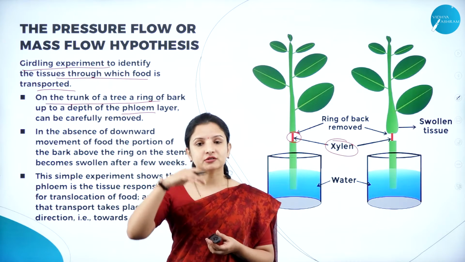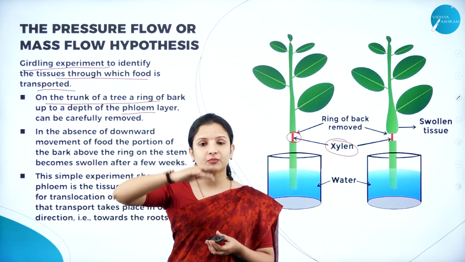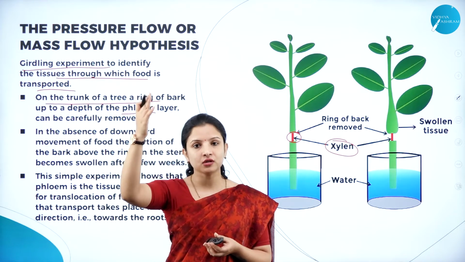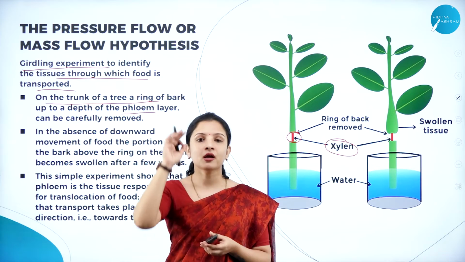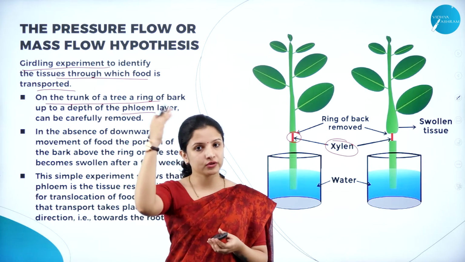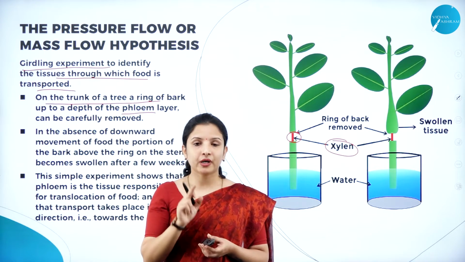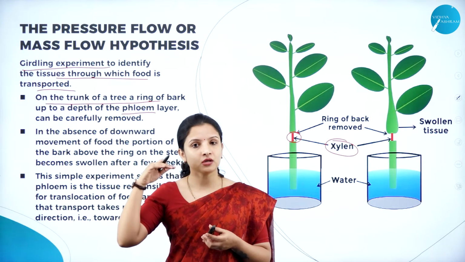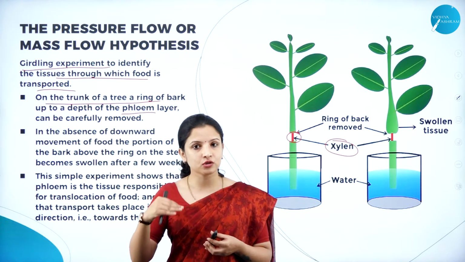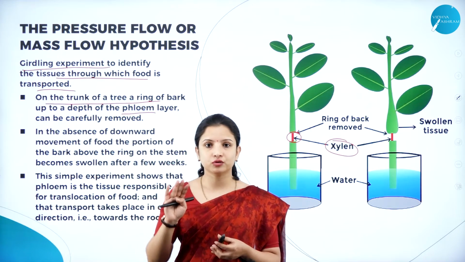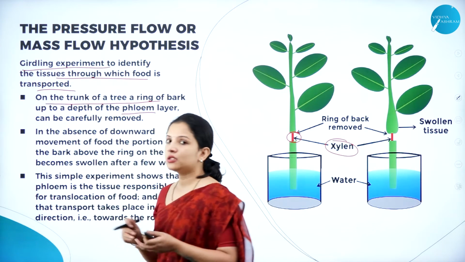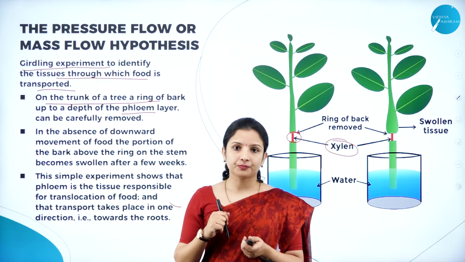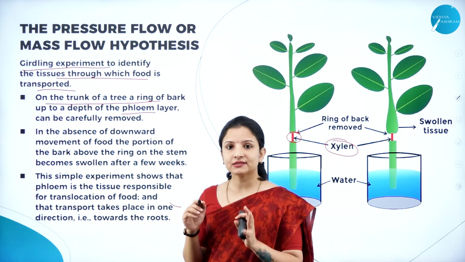That is from the source to the sink, and also sometimes the sink will start acting like a source, therefore from the sink to the source, or in other words I can say from the leaf to the root and from the root to the leaf, only in the case of phloem. But xylem is unidirectional. Only the movement of water takes place from the root to the leaves, not from the leaves to the root. So here, because phloem was removed, there was no downward movement. Only upward movement was there because only xylem is there.